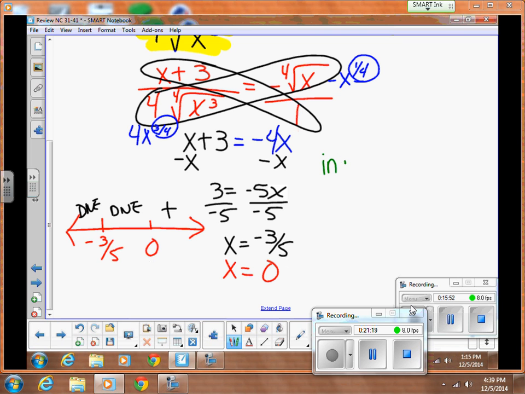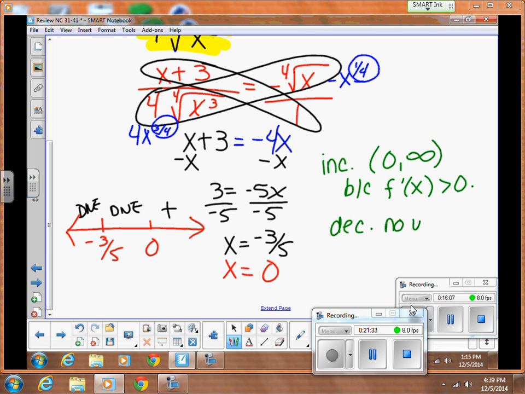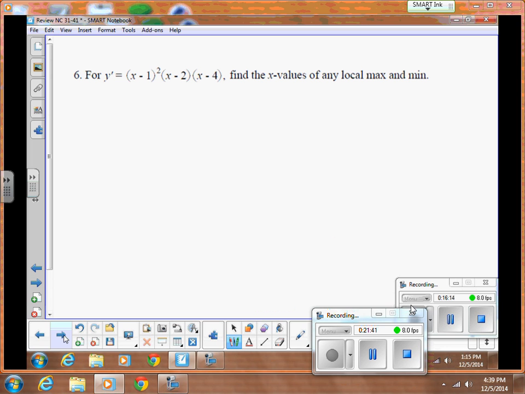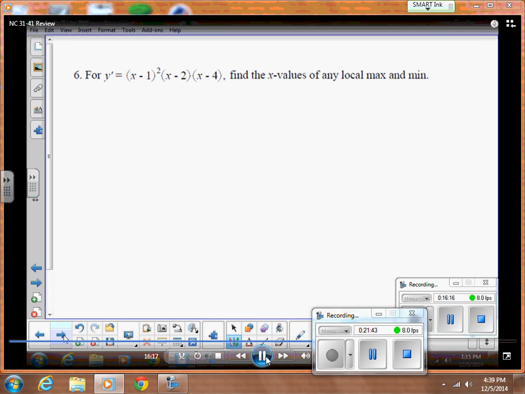So I plug in a 1 and I get that it's positive when I plug back into the derivative. So it's increasing from 0 to positive infinity because the first derivative was greater than 0 there. And decreasing nowhere, because in the other ones we got does not exist. We can't plug in the values there. It's undefined. It's actually undefined in the original function itself. So again, I did go through that one pretty quickly just because we had already done it in class.